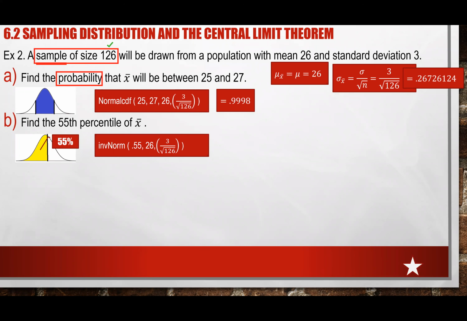And once we have this, what we get is 26.03. So if your score, or whatever this data is, it can be the weight, 26.03, you are at the 55th percentile. And again, 26.03 is a little bit bigger than 26. That's why it's more than 50%, right?